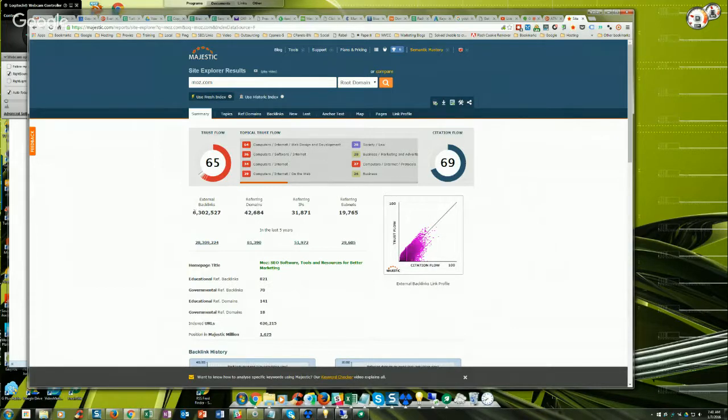As you can see here, this site's got 6,300,000 links, but it's only from 42,000 domains. Does that make sense? So I'm not looking at the external backlinks because that can be deceiving. That's not a good metric to look at. Referring domains is a much better metric. This is not a hard and fast rule, but I typically look for something that has at least 5 referring domains. And that doesn't sound like much, but you don't need much.